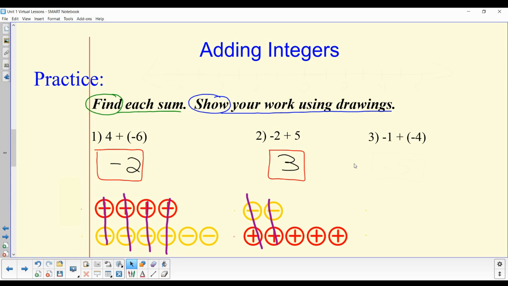Problem number 3, I'm going to do the same way, but the end will be slightly different because -1 means that I have a -1 tile, but it's plus -4, which means there are 4 more negative tiles. There are no zero pairs here. Nothing cancels out. There's just 5 negative tiles. And since there are 5 negative tiles, your answer is -5. You only cancel things out when you have zero pairs, when you have opposites of each other.